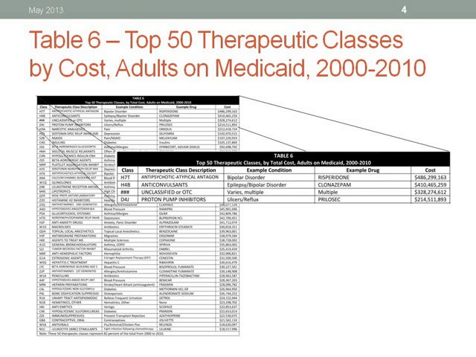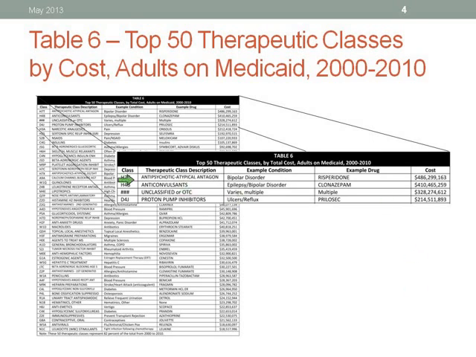The next 2 or 3 slides here, I want to give you a quick overview of what this thing's about, a 30,000-foot look, and then we're going to dip down a little bit deeper into some of this information. This is Table 6, early in the report. The top 50 therapeutic classes by cost for adults on Medicaid, aggregated from 2000 to 2010. And so let me bring my markup tool here.